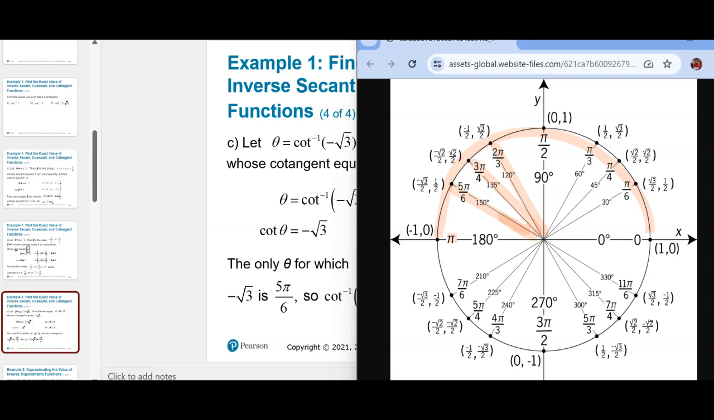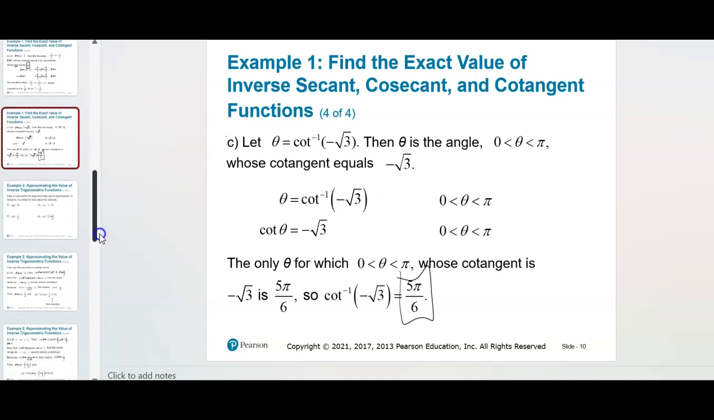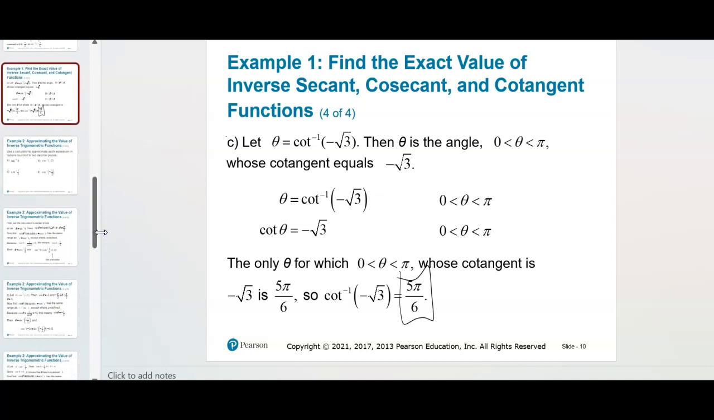So tangent's negative here, that's, again, falling left to right. And negative 1 over the square root of 3 means the y coordinate's 1 and the x coordinate is negative square root of 3. So there's the one that we want, the 5 pi over 6. So there's our answer. Okay, so you are using the reciprocal functions, cosine for secant, sine for cosecant, tangent for cotangent, and using the unit circle to help you come up with these answers.